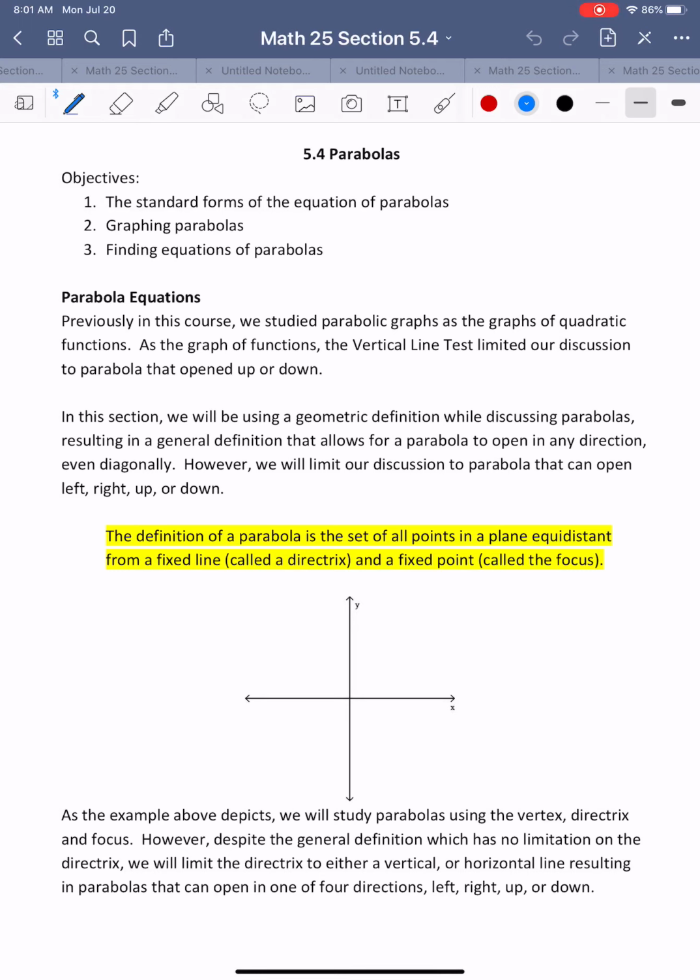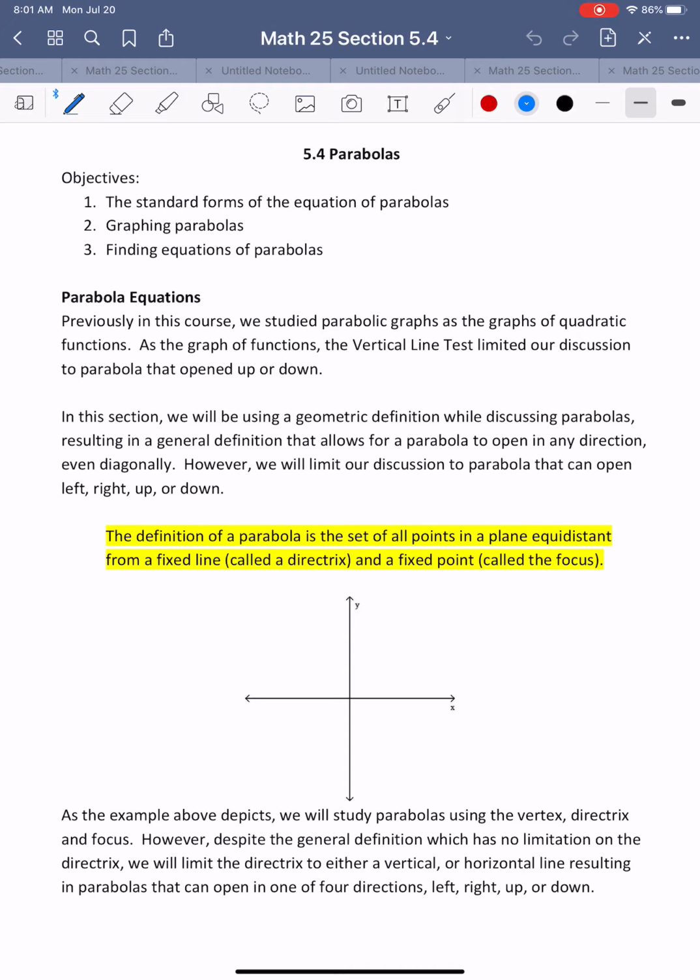Hello, this is section 5.4, parabolas. We already learned parabolas before, like quadratic functions. Actually, when we draw it as a graph, it becomes a parabola. But we're going to approach it a little bit differently this time.